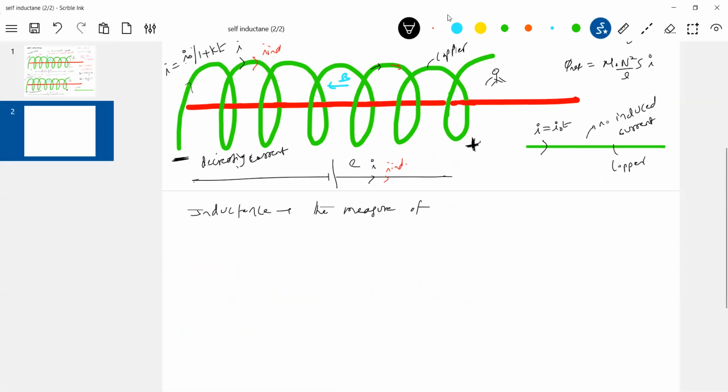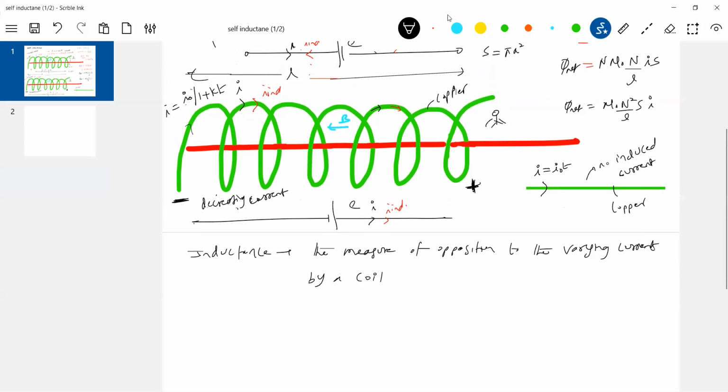The measure of opposition to the varying current by a coil is defined as inductance, or you can call it self-inductance.